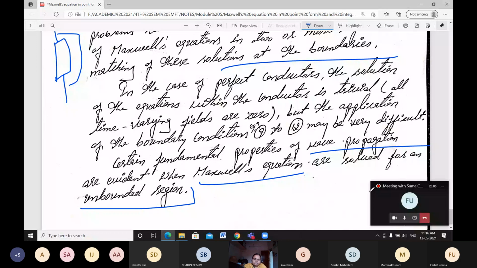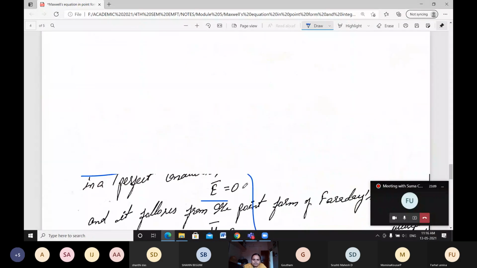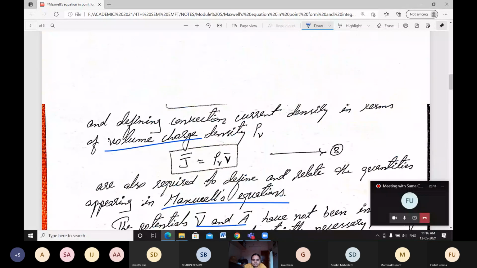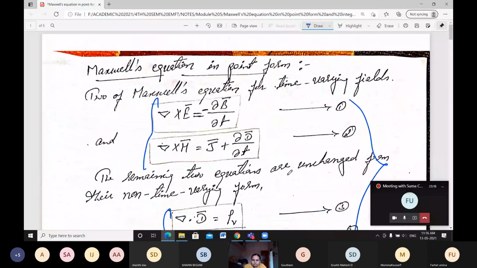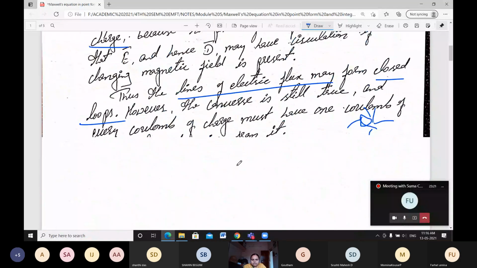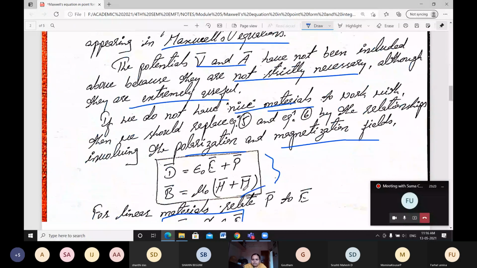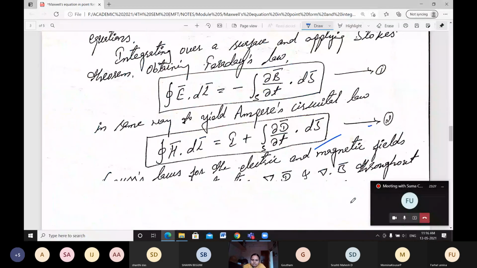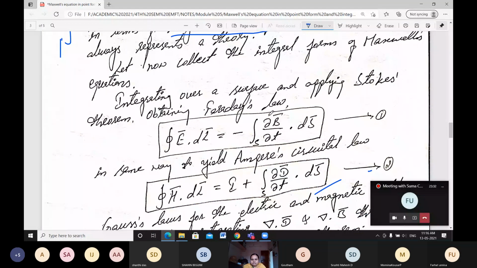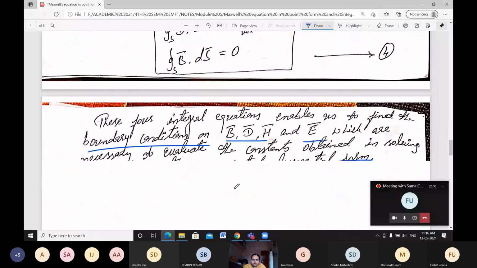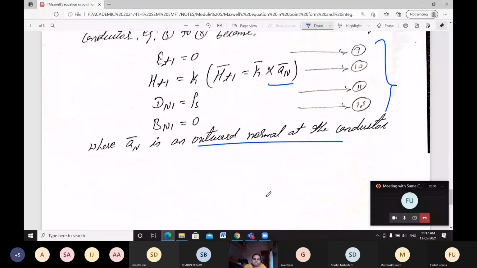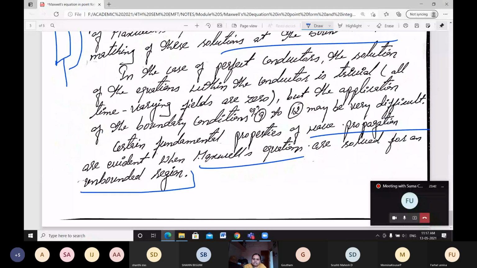These are all the equations very important in terms of point form. Remember these four equations. Based on those four, go on writing the theory part. Then in terms of integral form, the same four equations of the point form are represented in terms of integration, these last four equations. This is about Maxwell's equations in point form and also in integral form.